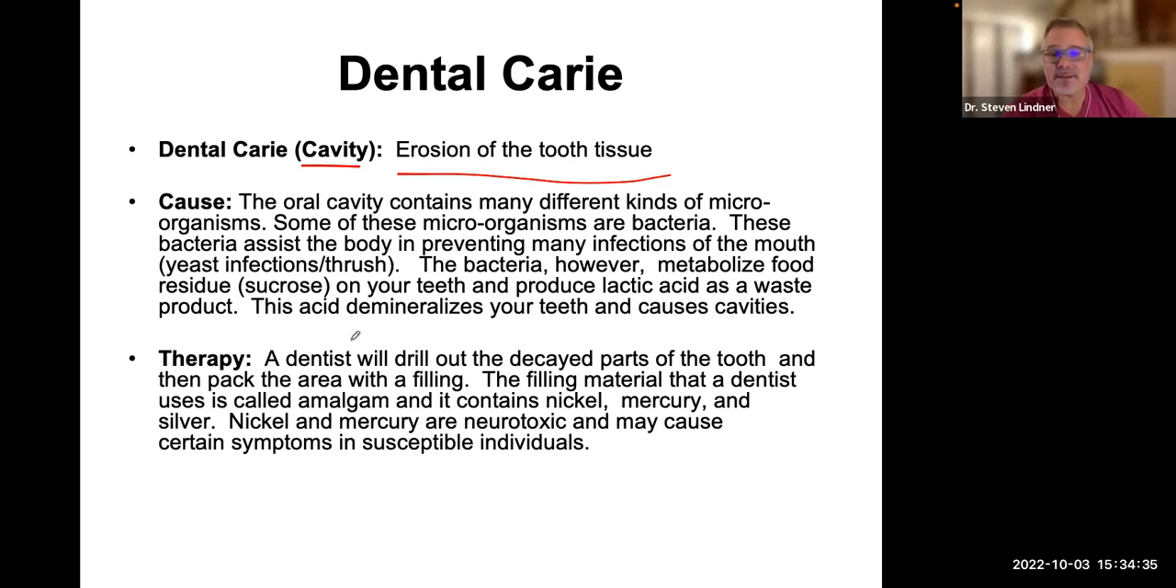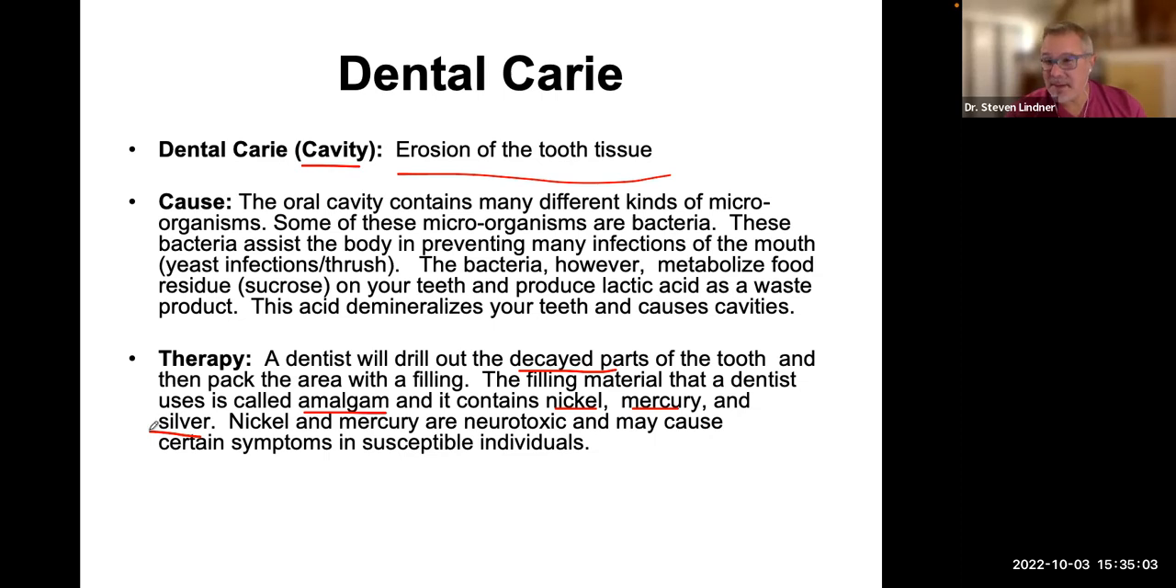So what will dentists do? They'll drill out the decayed part of the tooth, and then they'll pack it with a filling. The filling that dentists use is called amalgam, and amalgam is made of nickel and mercury and silver. Hopefully dentists at this point in time are moving away from using this and using more of the white fillings.